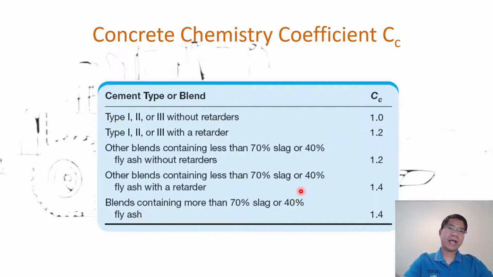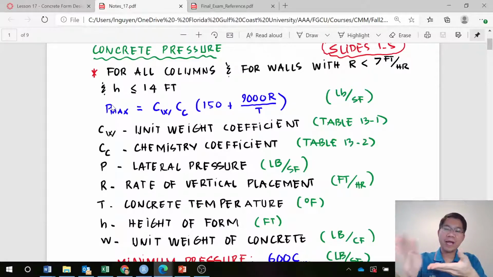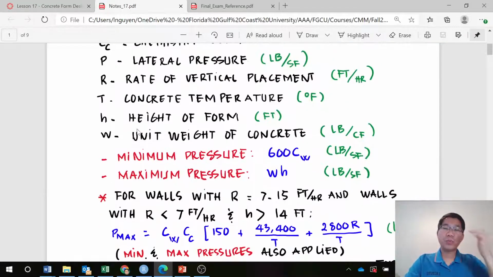For the CC, the chemistry coefficient, it depends on the type of cement, because it's related to chemical, and the additive, in this case retarder. Without retarder, 1. With retarder, 1.2. And there are other scenarios that you can have there. So that we are able to determine the concrete pressure on the vertical form. And this will be applied to the vertical form. And the other scenarios that we're going to discuss.